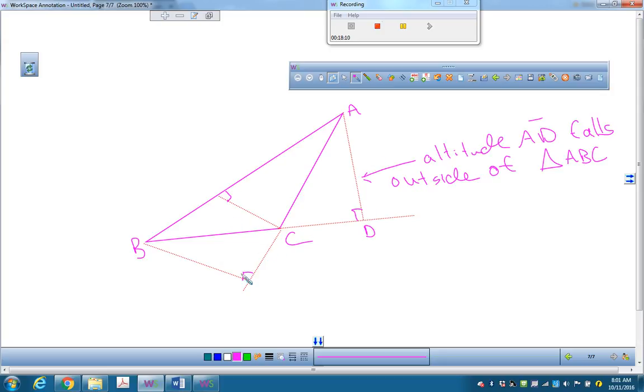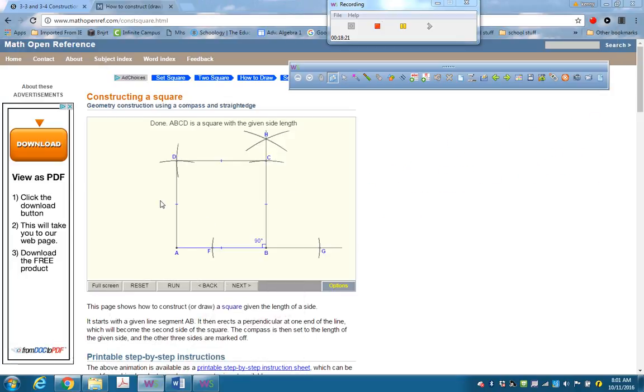How do you construct an altitude? So I'm going to go back to this, okay? Back, I think it shows you, okay?